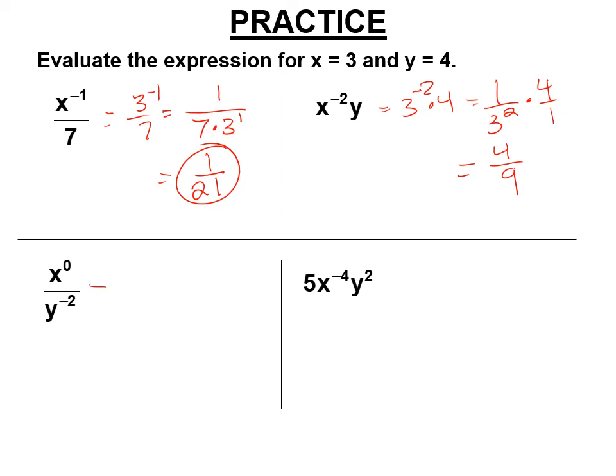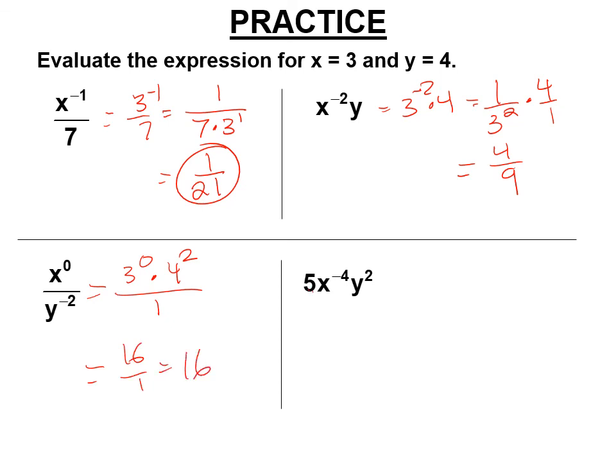It doesn't matter what x is here, but I'll write it anyway. 3 to the 0, and then y is 4, so it becomes that over 1, because everything's gone. 3 to the 0 is 1. 1 times 4 squared is 16. 16 over 1 is 16.